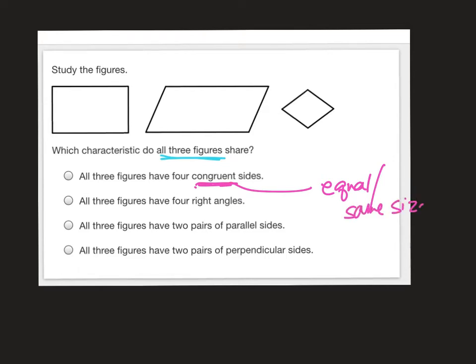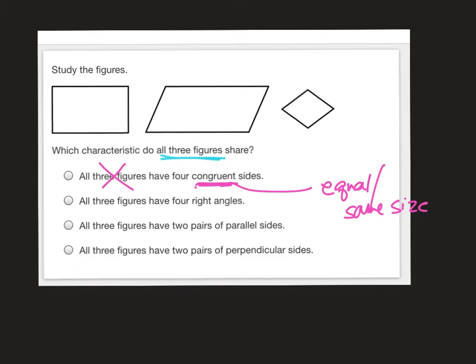So if I look at these shapes, I can clearly see that this first shape is a rectangle and these sides are the same, but these sides are not the same as those, right? So this specifically said four congruent sides, four equal sides. So these two are the same and these two are the same, but they're not all four the same. Same as this one. These two are the same and these two are the same, but not all four are the same. So we know that first one cannot be our answer.